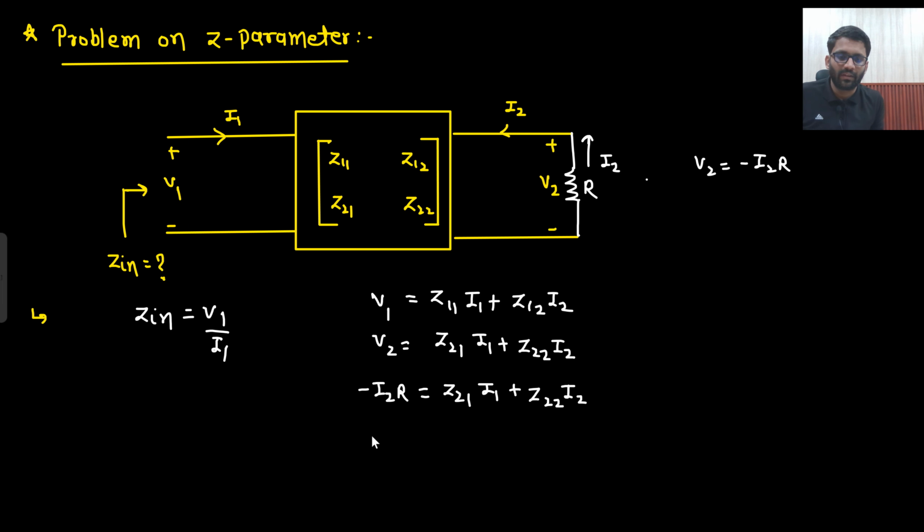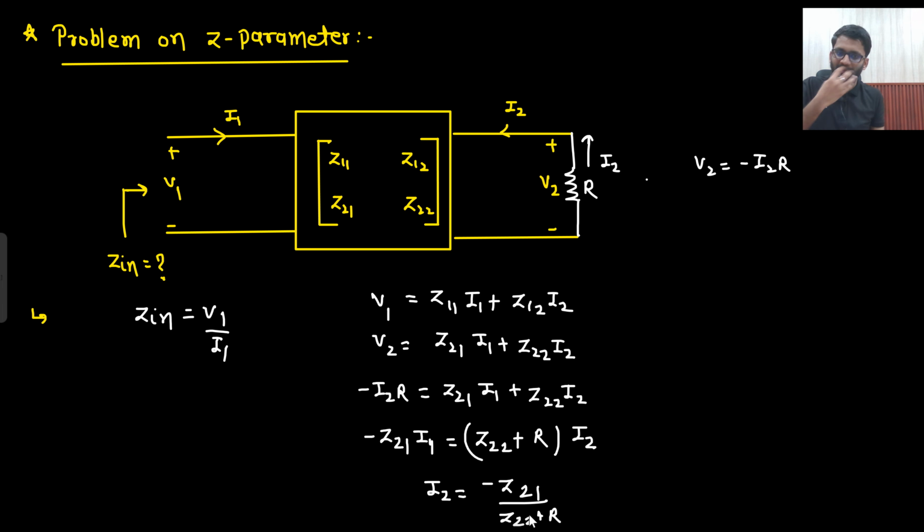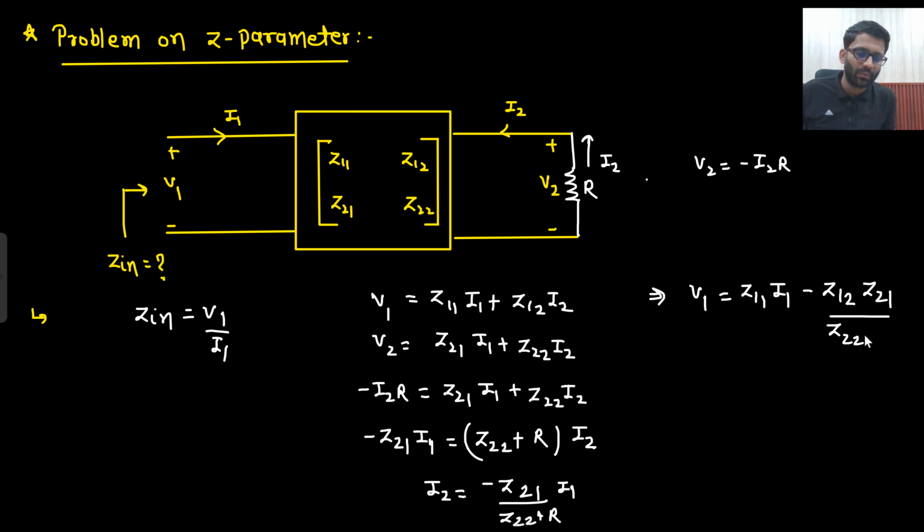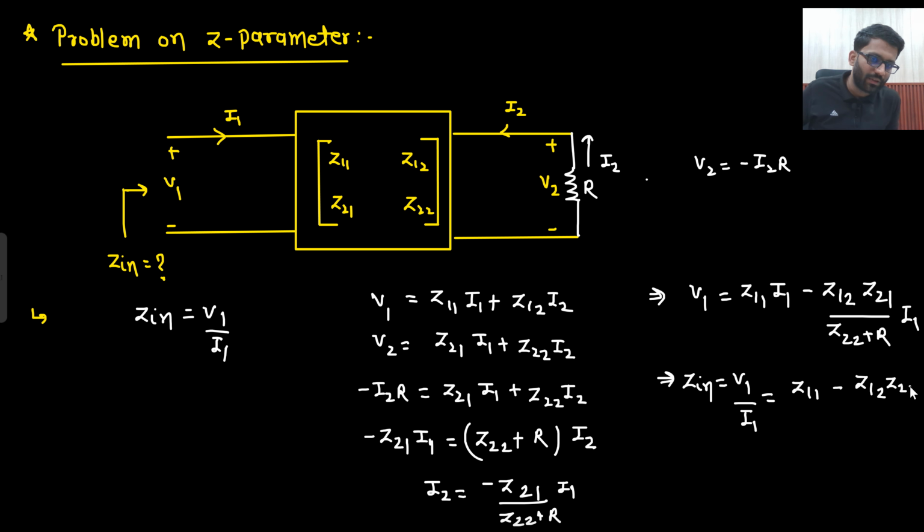So how will I replace it? So minus Z21 I1 is equal to Z22 plus R into I2. So I2 is equal to minus Z21 upon Z22 plus R into I1. Okay, this is your I2. Now this I2 I can put here. So what is the value of V1? V1 is Z11 I1 minus Z12, because I2 is negative, so Z21 divided by Z22 plus R into I1. So V1 by I1 that you are getting, which is equal to Z in, is Z11 minus Z12 into Z21 upon Z22 plus R. So this is Z in I am getting.